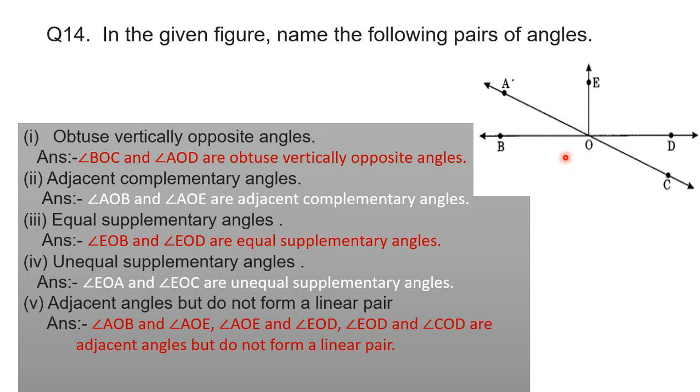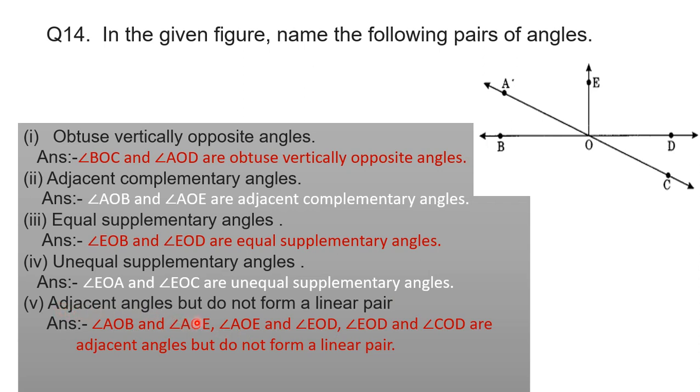On this side also we can take, when OC is a line and OB stands on it, so AOB is an acute angle and BOC is an obtuse angle, and they both form 180 degree as AOC is a straight line. So we can say EOA and EOC are unequal supplementary angles, and one more pair we can write, angle AOB and angle BOC. They are also unequal supplementary angles. I have written only one, but you can write both.